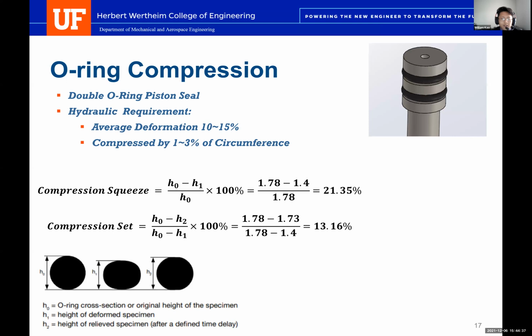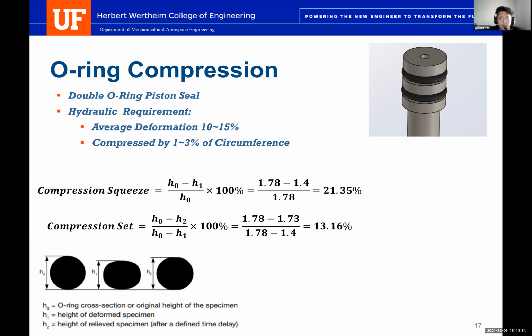Here we can see some O-ring compression details about the plunger. So it's a double O-ring piston seal. What's unique about our design is it's a female to male end. So we have a double O-ring piston seal instead of a female gland.